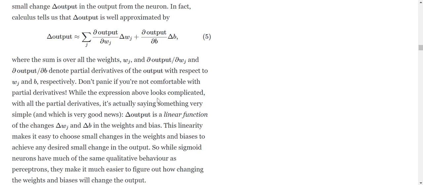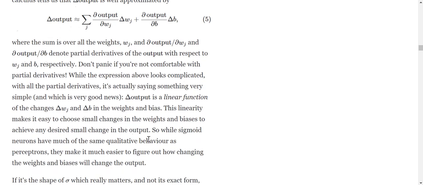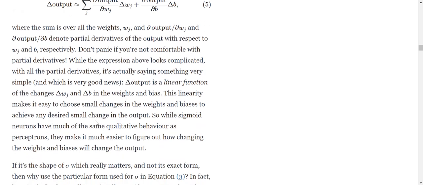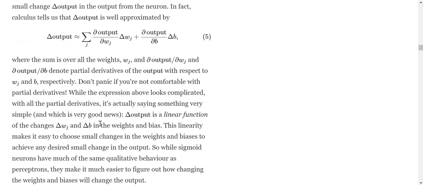While the above expression looks complicated with all the partial derivatives and stuff, it's actually saying something very simple, which is very good news. The change in output is a linear function of the changes in the weights and the changes in the bias, right? This linearity makes it easy to choose small changes in the weights and bias to achieve any desired result. So while sigmoid neurons have much of the same qualitative behavior as perceptrons, they make it much easier to figure out how changing the weights and biases will change the output.